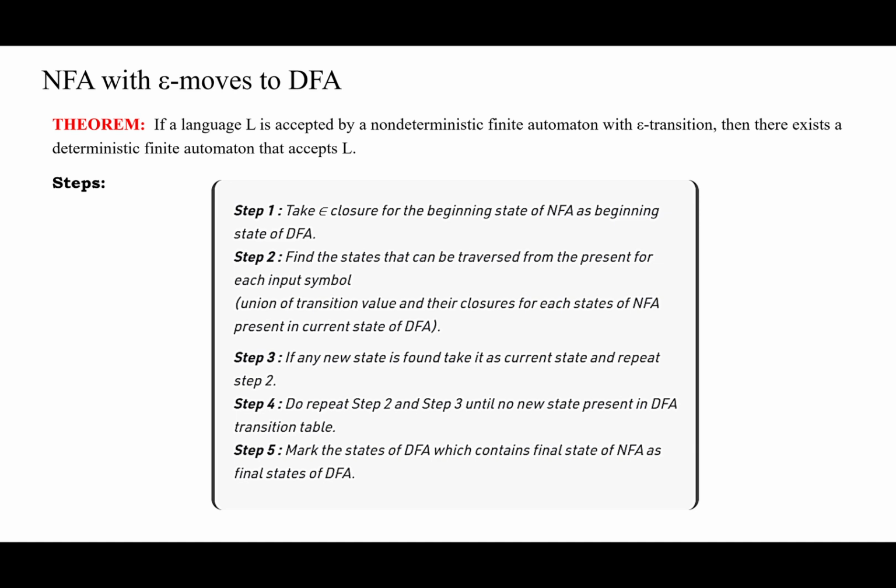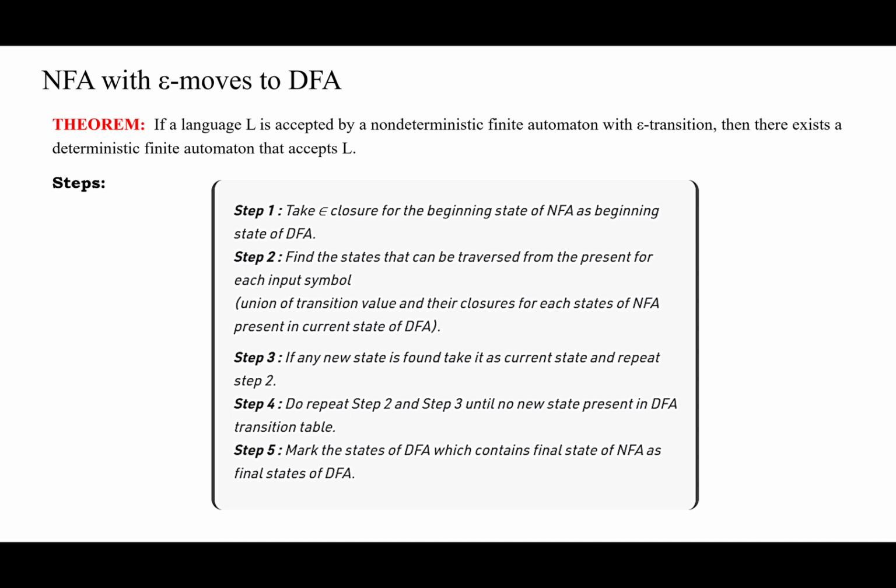First, we have to take the epsilon closure for the beginning state of the NFA as the beginning state of the DFA. Then we have to find the state that can be traversed from the present state for each input. That is the union of the transition values and their closure, for each transition of the NFA present in the current state of the DFA. Whenever we find a new state, we take that as the current state and repeat step 2. We repeat steps 2 and 3 until no new state is present in the DFA.